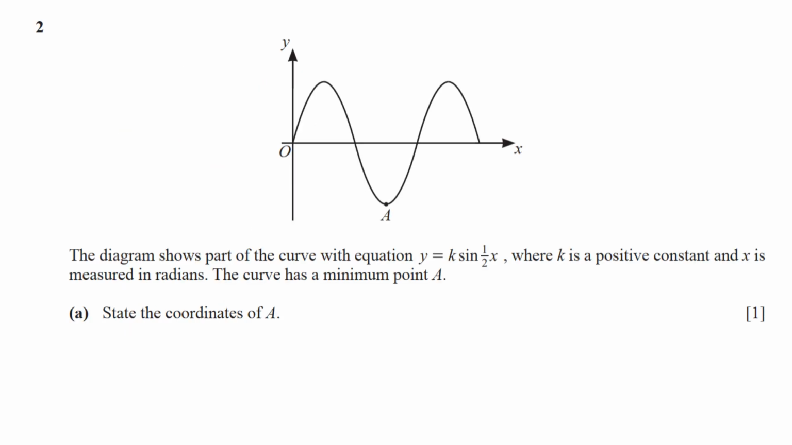The next question, the curve shown here is y is equal to k sine 1 over 2x. So when does sine reach a minimum? For the sine function sine theta, the first minimum occurs when theta is 3 pi over 2. In this curve equation, theta is 1 over 2x. So 1 over 2x is equal to 3 pi over 2. Multiply both sides by 2. We get x is equal to 3 pi.